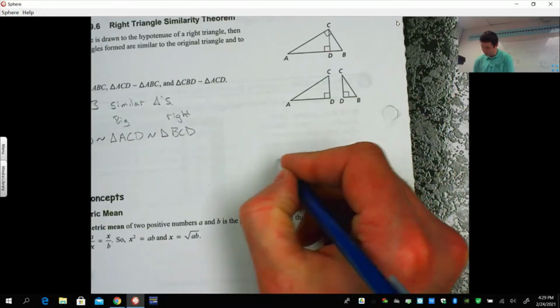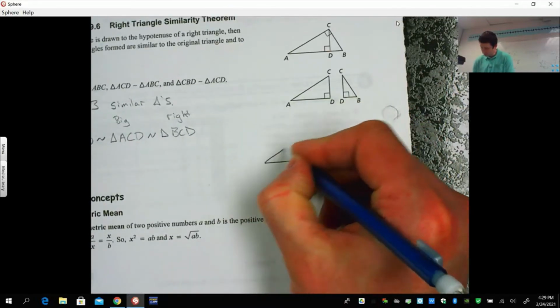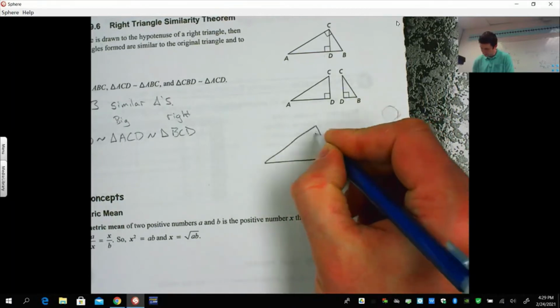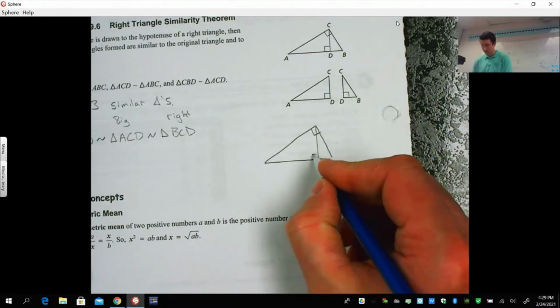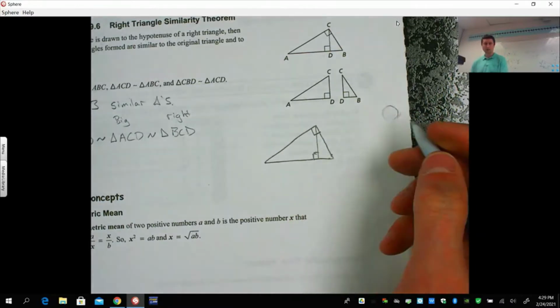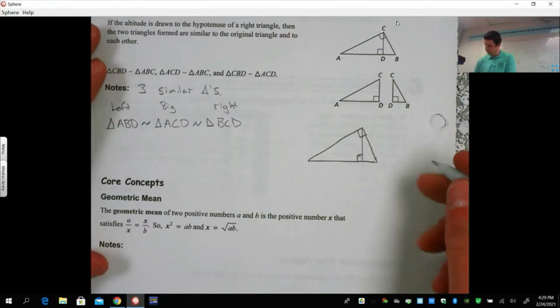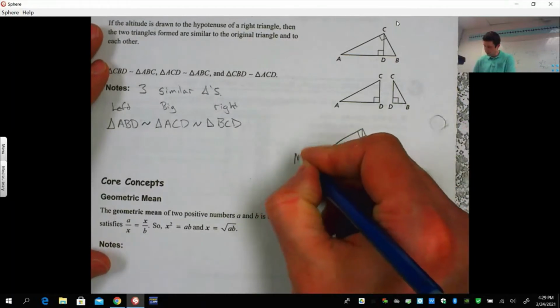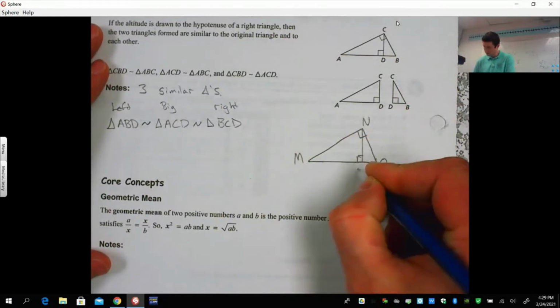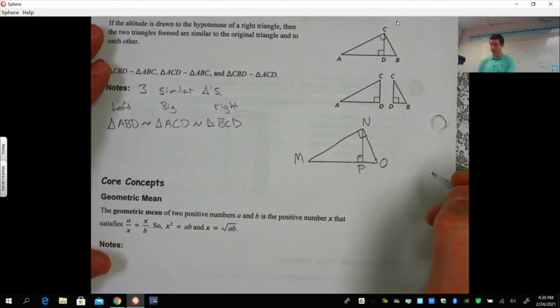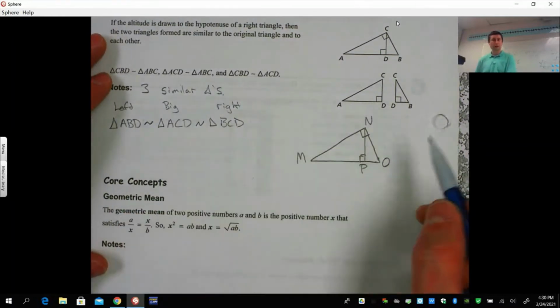So over here I'm going to draw a diagram that we have. Make that a right angle. It has to be a right angle up there, and that has to form a right angle down there. Okay. Let's go MNOP. So write the three triangles that are similar here.